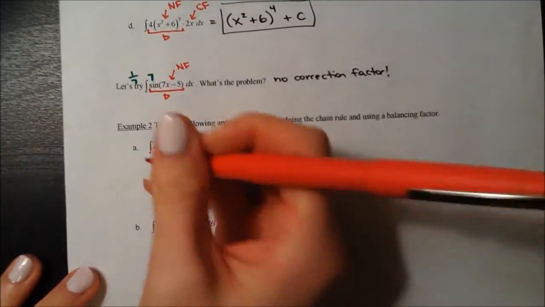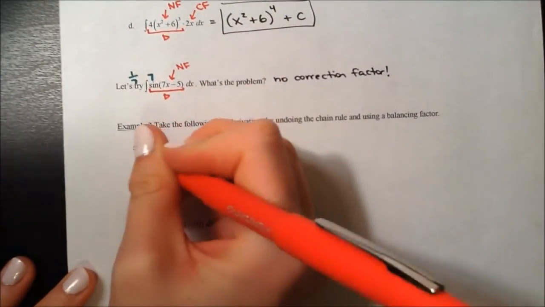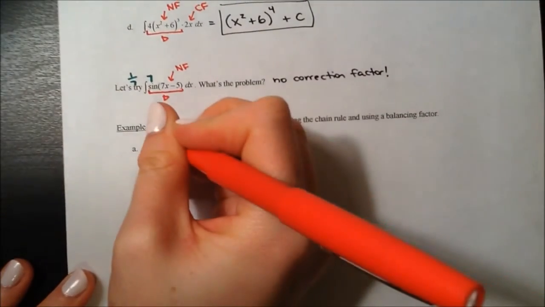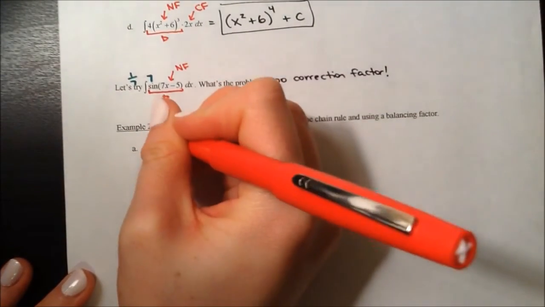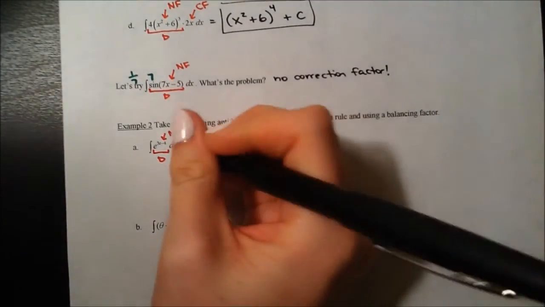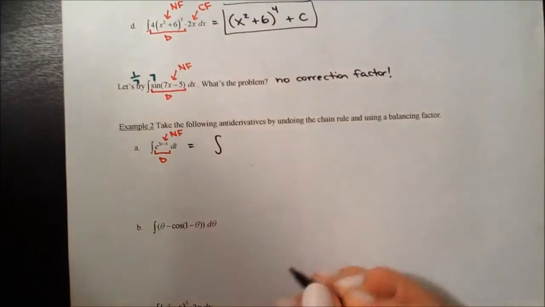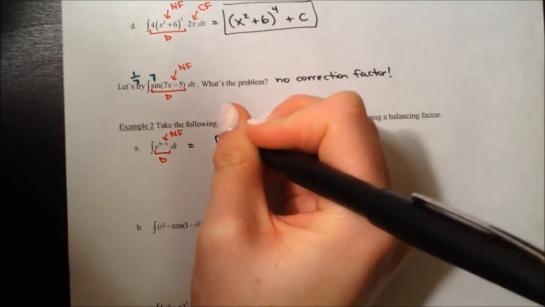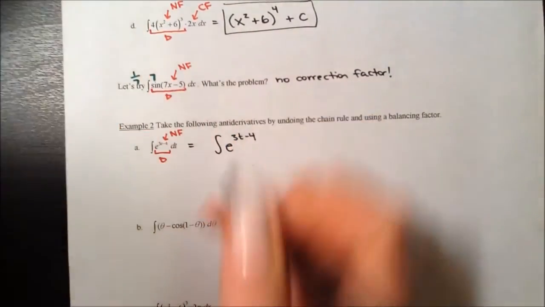So let's walk through what we have. So here again, this is the derivative piece. The 3t minus 4 is our nested function, but we are missing our expected correction factor. So let's rewrite this thing. So we've got, in a row, we've got e to the 3t minus 4, same thing that we started off with.